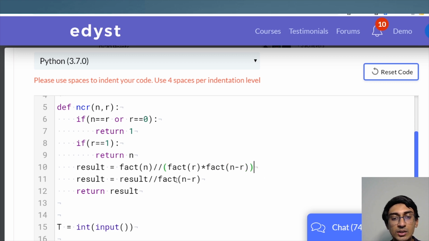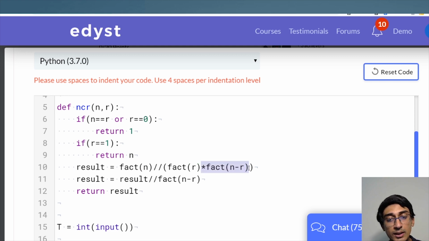The reason I didn't do that is that this number could have been very big and might have caused an overflow, even for Python, right? Could have just caused a very big overflow here. I don't know, may have, may not have. So for example, if it was 20C10, I would have to calculate factorial 20 divided by factorial 10 into factorial 10, which is a huge number. I don't want to go and calculate that.